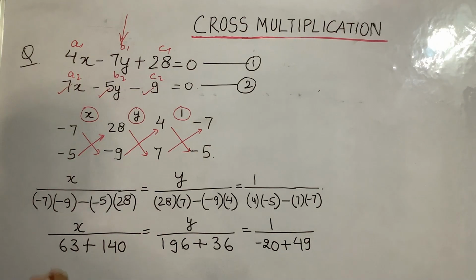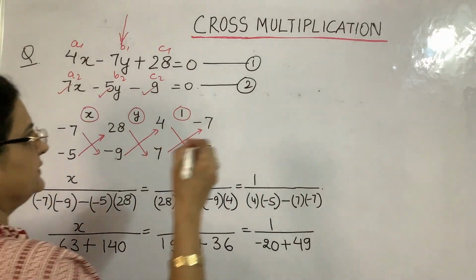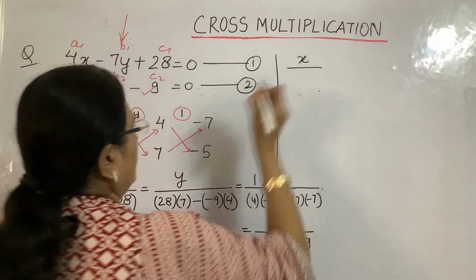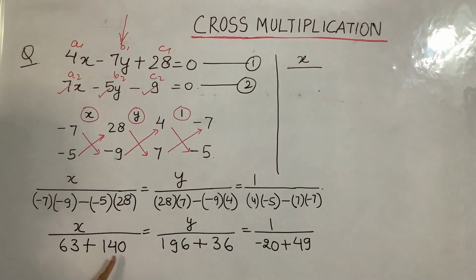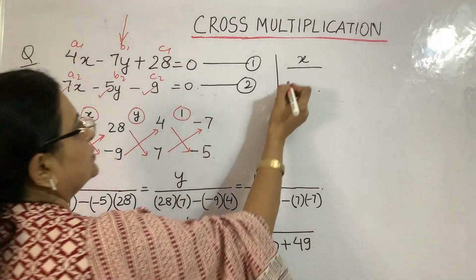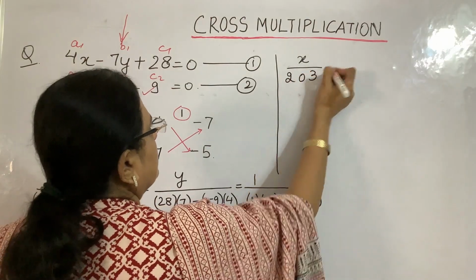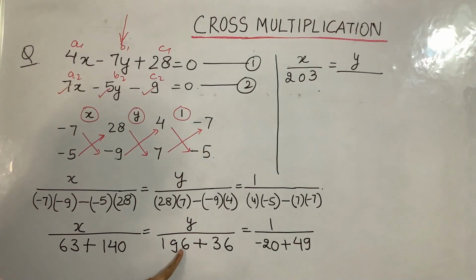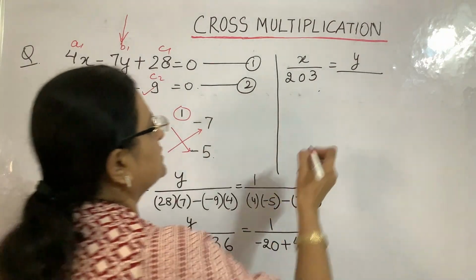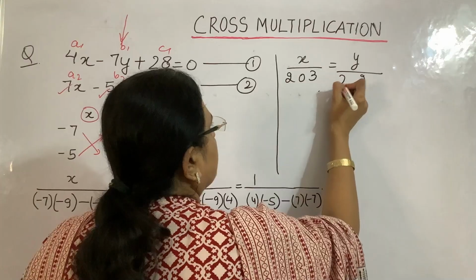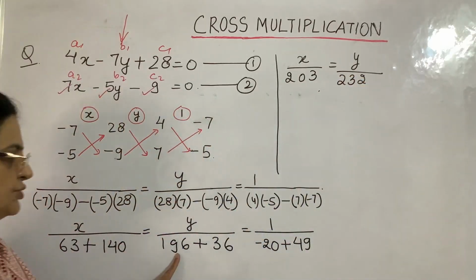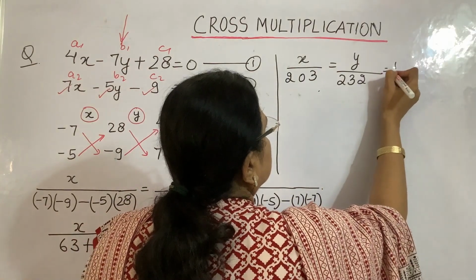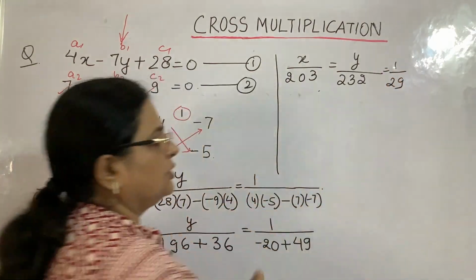Now simplify it further, so we get x upon, add both of these, so this becomes 203, is equal to y upon, add these, so 6 and 6 12, so it becomes 232, is equal to 1 upon 29.